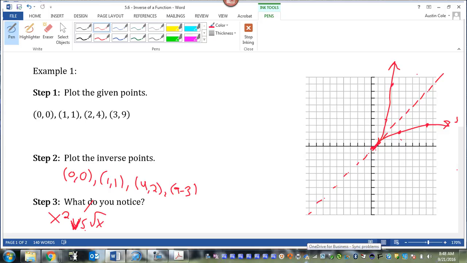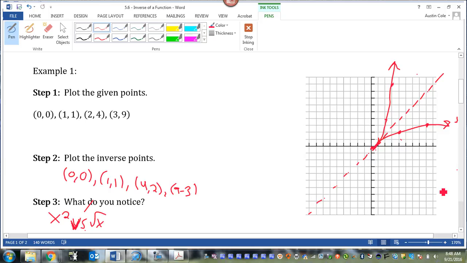So if you ever need to check your answer, if you don't know whether these are inverses or not, you can plot them, and it should be completely symmetrical. So you see how this is 2, 4. What's this one? 4, 2. They're equidistant.